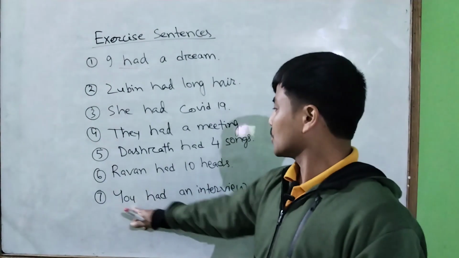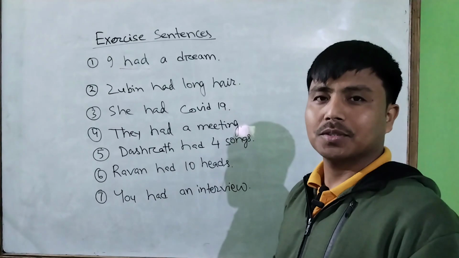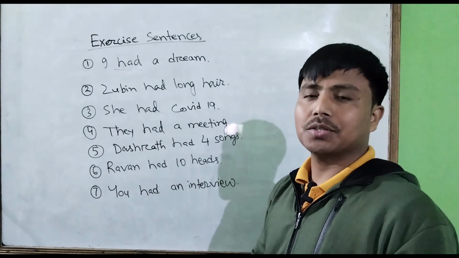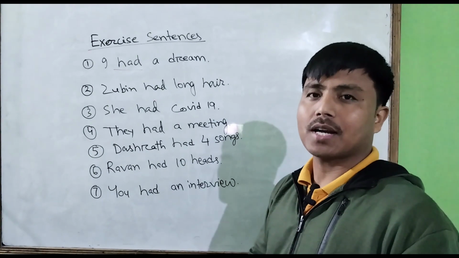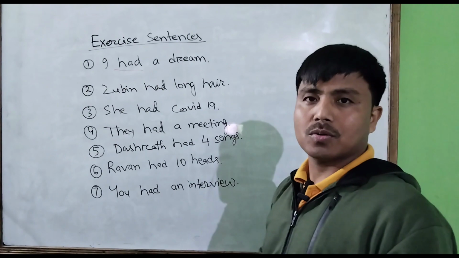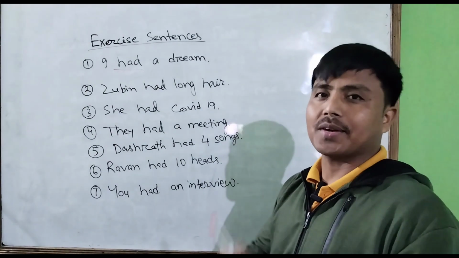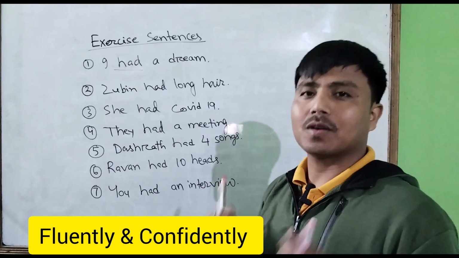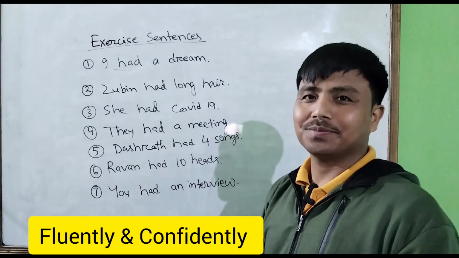Next one was you had an interview. You didn't have an interview. Did you have an interview? Didn't you have an interview? So this is the way you try to make 4 sentences out of 1, and practice so that you can speak confidently in English.